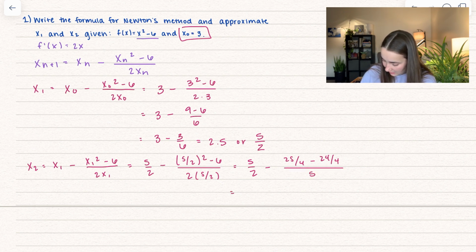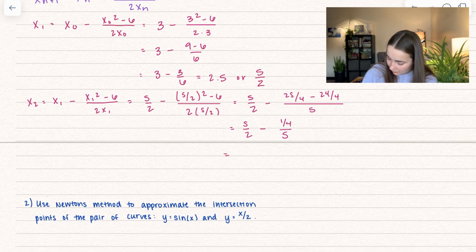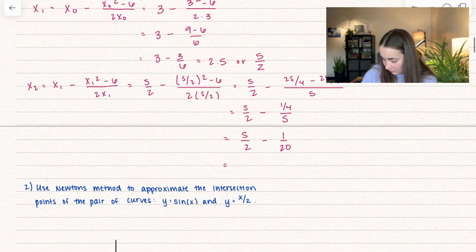So let's do the numerator. 25 minus 24 is equal to 1/4 divided by 5, which we can rewrite. When we have a fraction divided by a whole number, we multiply the denominator by it. So that becomes 1/20. And then here we can rewrite 5 halves to have a common denominator. So that becomes 50/20 minus 1/20. And here we get our final solution of 49 divided by 20.